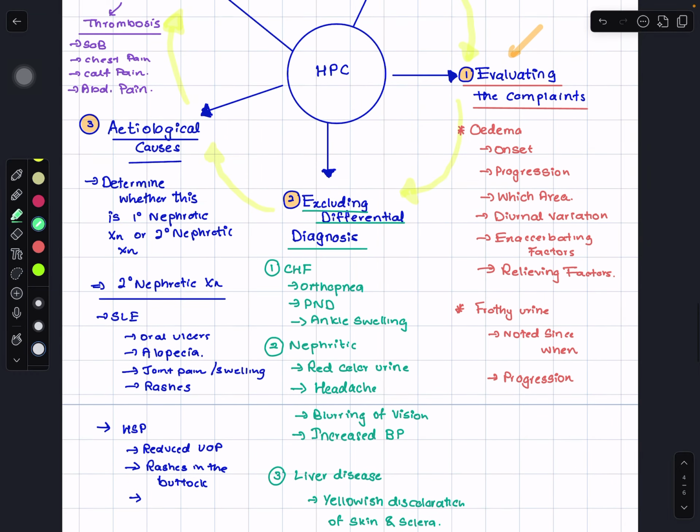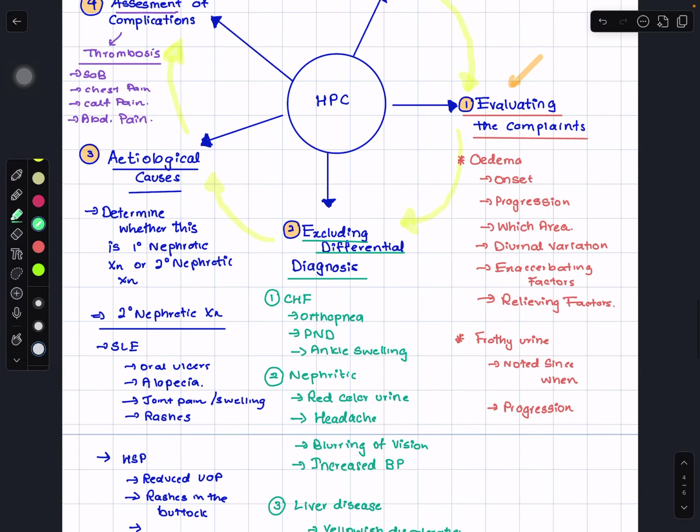So once we narrow down our differential diagnosis, then we have to look for the etiological causes for nephrotic syndrome. So when it comes to nephrotic syndrome, there's primary nephrotic syndrome, which is minimal change nephrotic syndrome, and the secondary nephrotic syndrome, that is nephrotic syndrome happening secondary to other causes. So we want to determine whether this is a primary nephrotic syndrome or a secondary nephrotic syndrome.